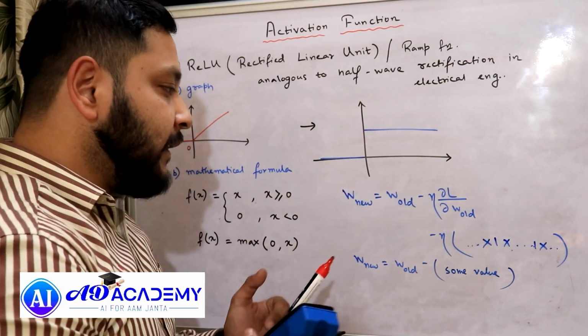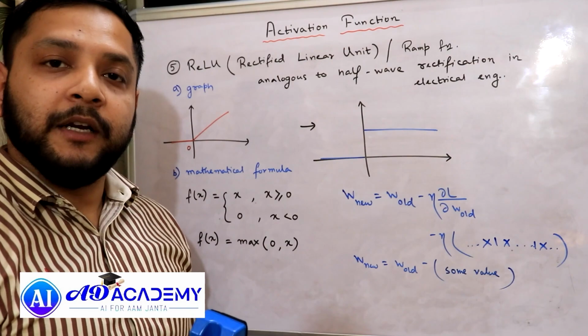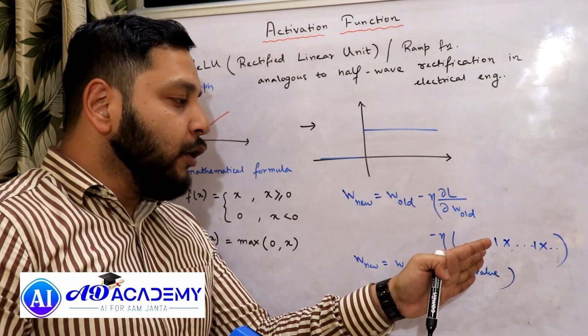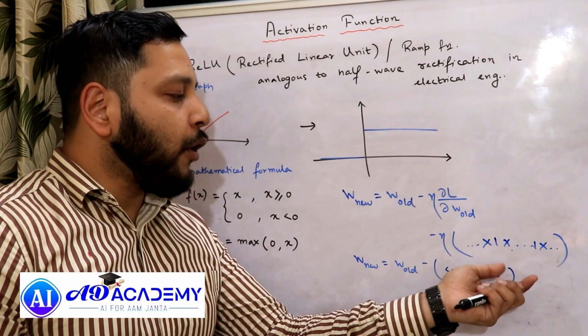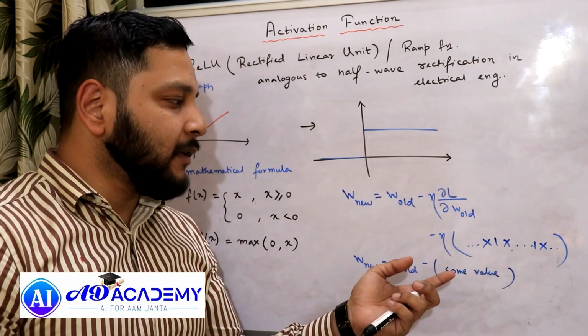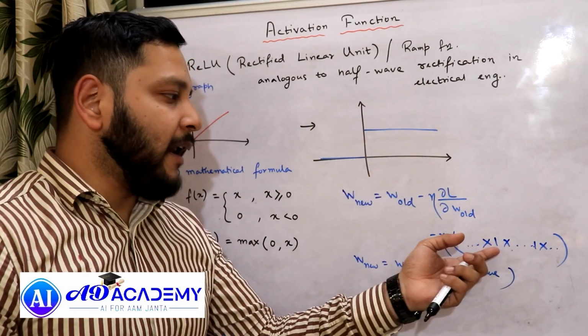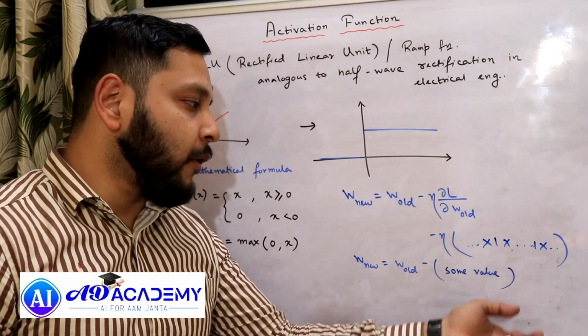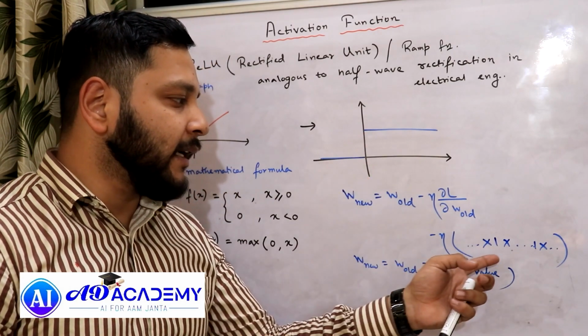Since the derivative is 1, it will not go to 0, or it will not make any small number. If it is less than 1, then it will be a small number, and multiplied with another small number will give you a very small number. But in this case, it is 1.